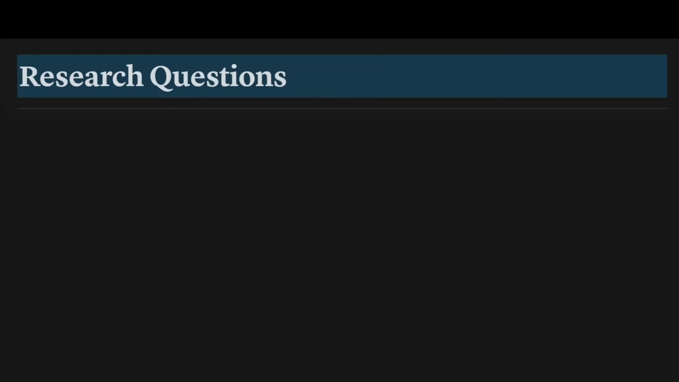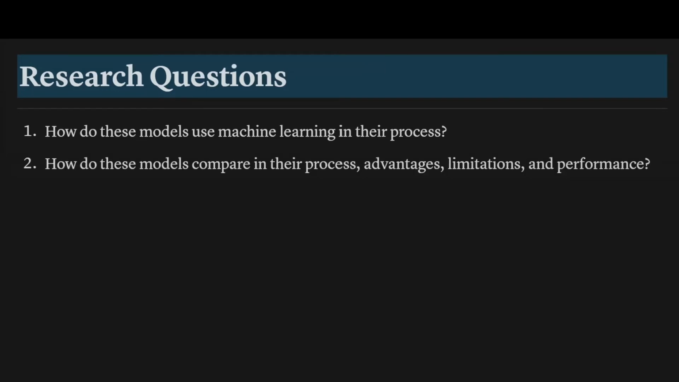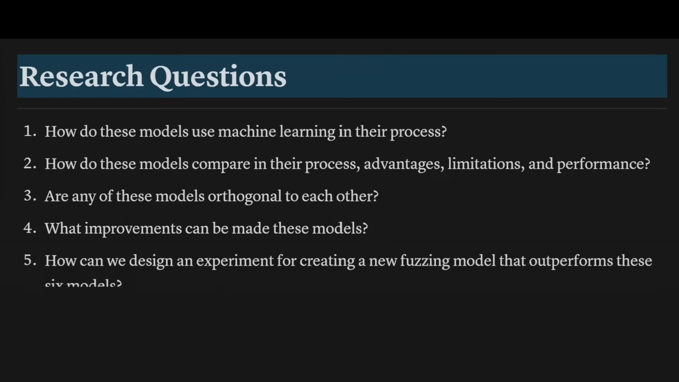So these are my research questions, and they're focused on these 6 state-of-the-art fuzzers. How do these models use machine learning in their process? How do these models compare in their process, advantages, limitations, and performance? Are any of these models orthogonal to each other? What improvements can be made to these models? And how can we design an experiment for creating a new fuzzing model that outperforms these 6 models?